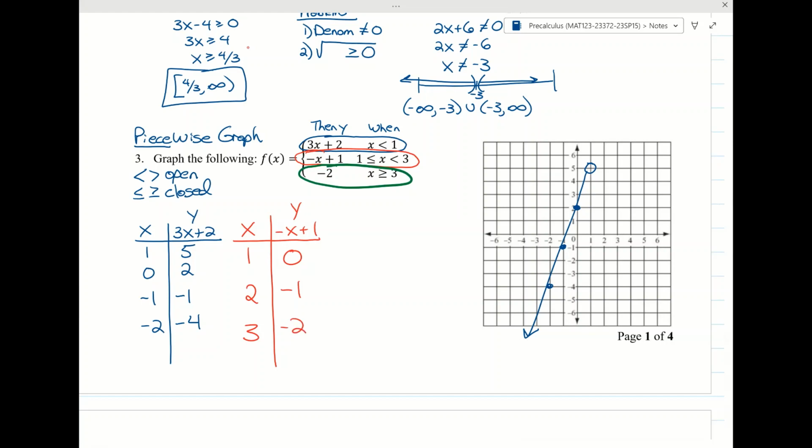So 1 has a less than or equal to. So I'm going to go to 1, 0, and put a closed circle there. I'm going to go to 2, -1. And then 3, -2, I'm going to put an open circle there. That's what that piece looks like.